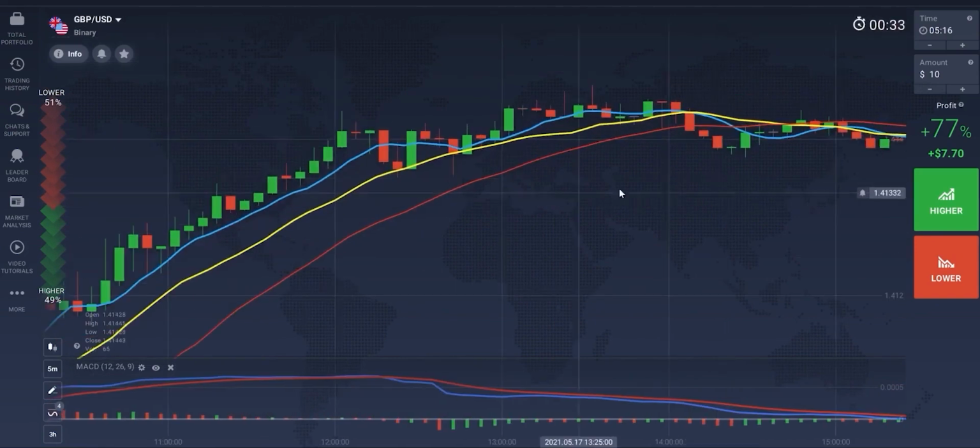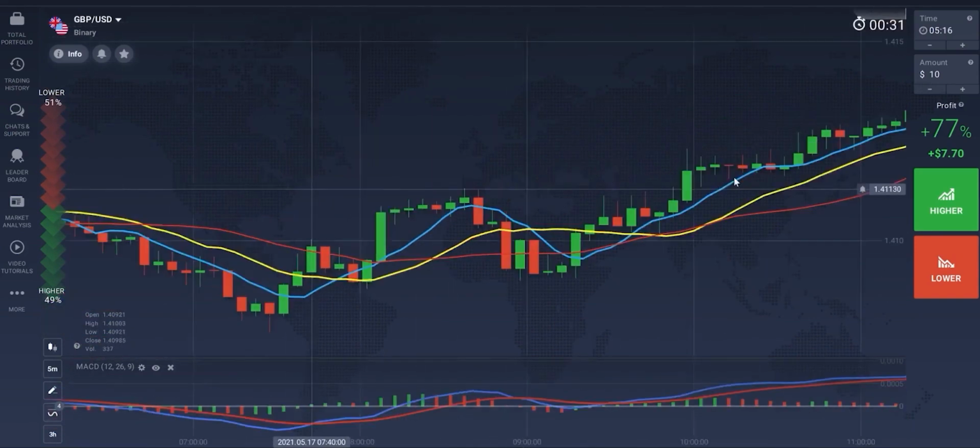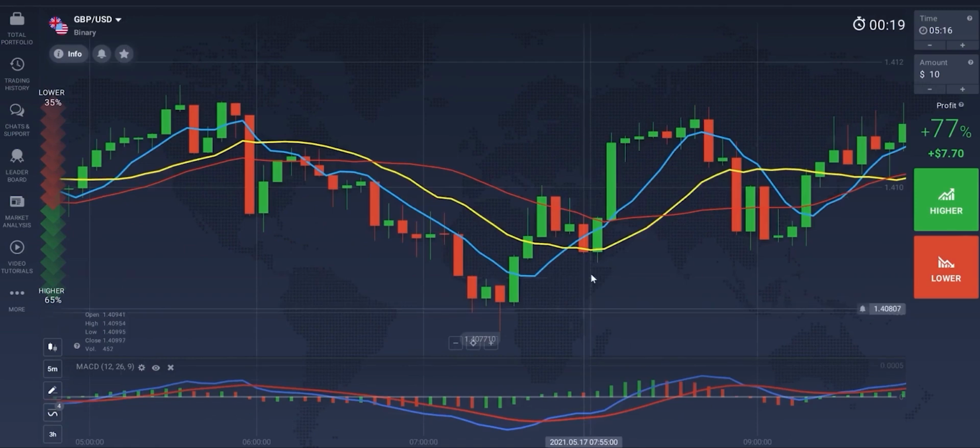But what is the purpose of MACD? Let me give you an example here. If you look closely, wherever the blue line crosses the yellow line, there is also a cross on the MACD about 1 or 2 candles earlier. This means I need to see the cross on the MACD first.